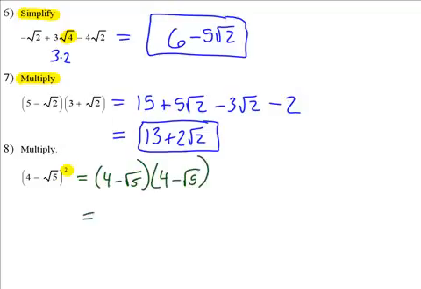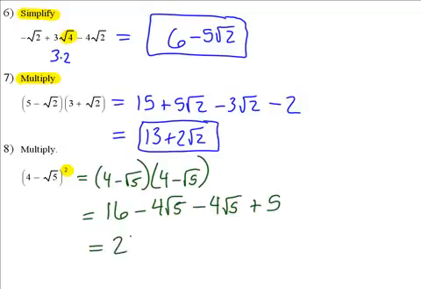So if we do that, we're actually going to end up foiling this together. 4 times 4 is 16. 4 times negative root 5 is negative 4 root 5. Negative root 5 times 4 is another negative 4 root 5. If you remember your special products, you can do this a little quicker. Negative root 5 times negative root 5 is positive. Root 5 times root 5 is just 5. And now it's just a matter of finding those like terms and putting them together. I got a 16 and I got a 5. Those are like terms. That's 21. I got negative 4 root 5's and another negative 4 root 5's. That's negative 8 root 5's. And that's done for number 8. Any questions on number 8?